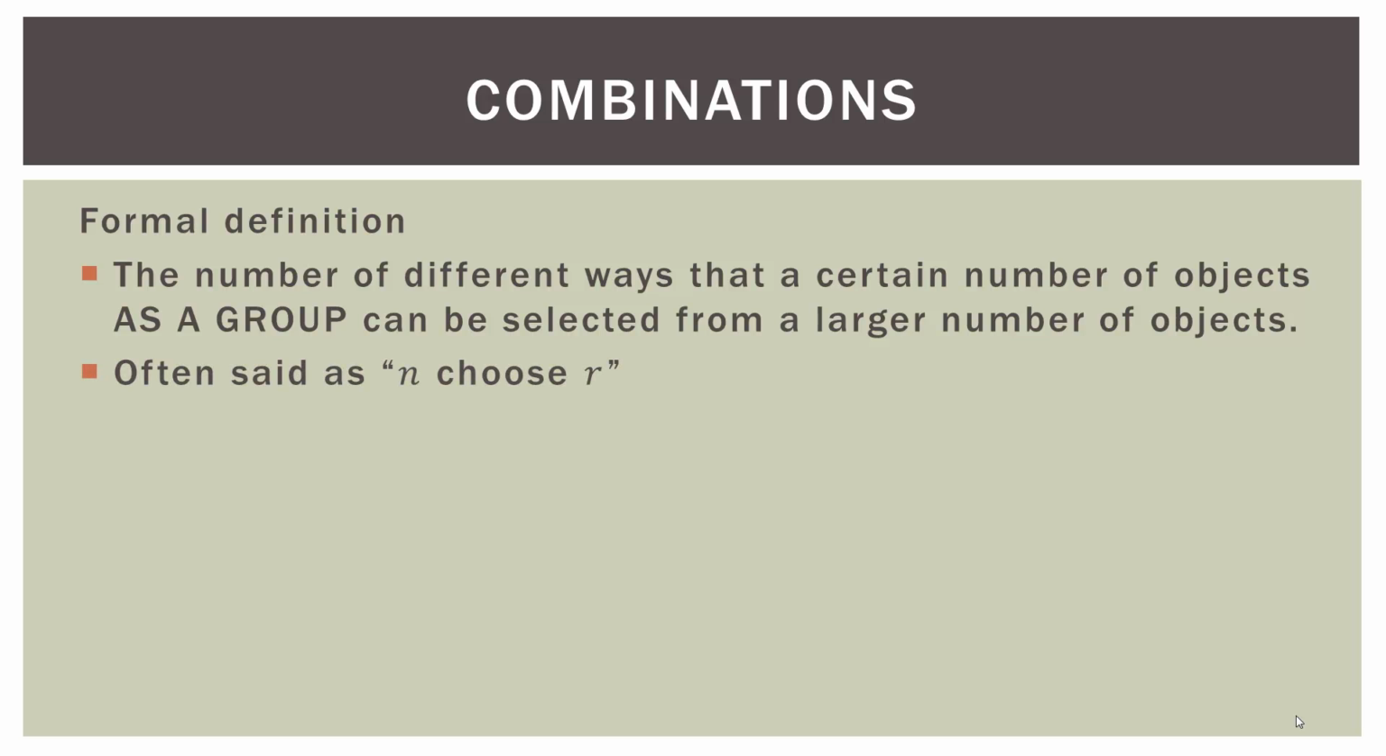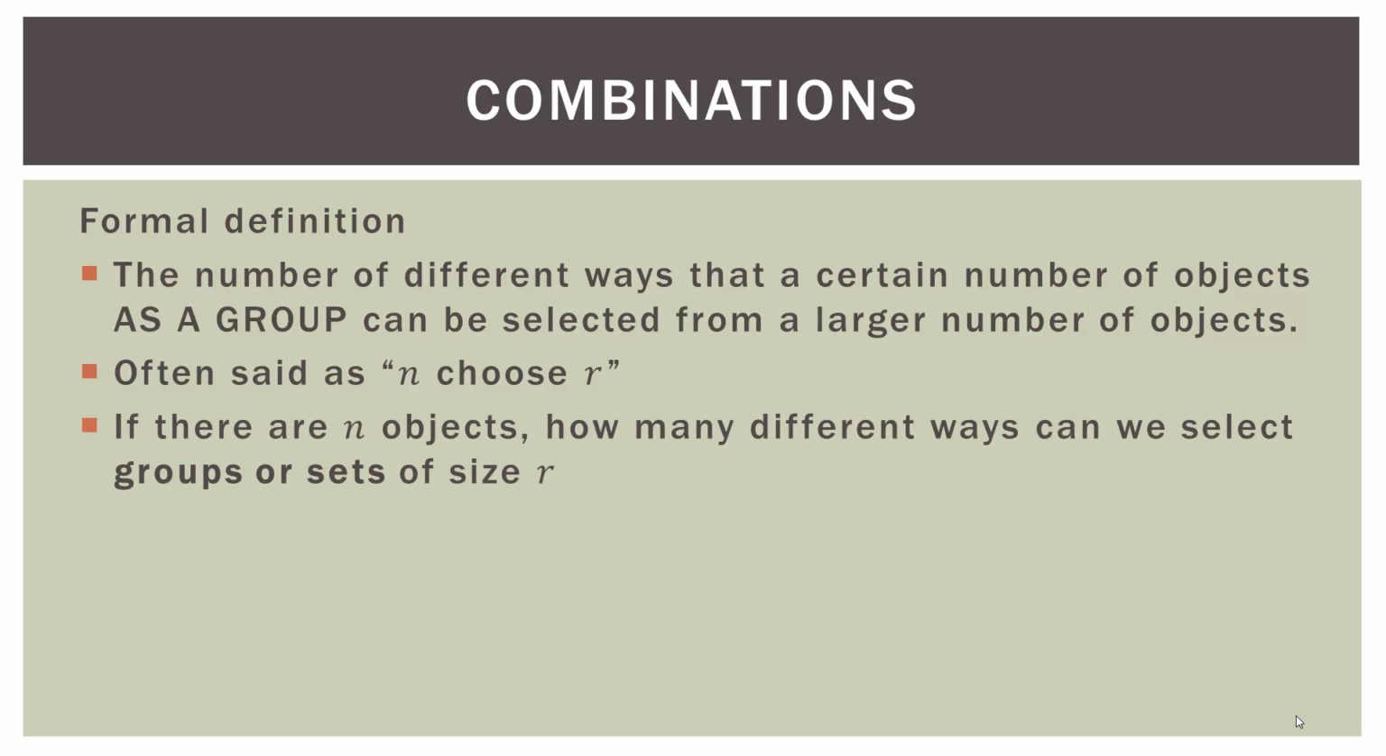We often say this as N choose R. So again, the number of total objects, and we're choosing R of them. If there are N total objects, how many different ways can we select groups or sets of size R?